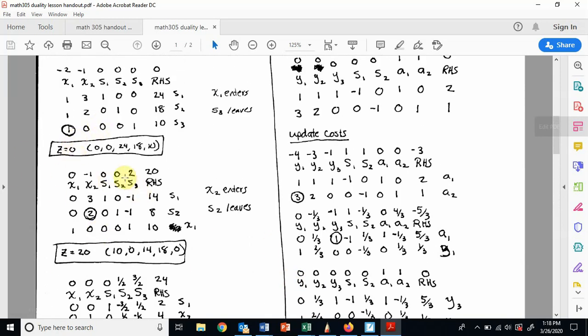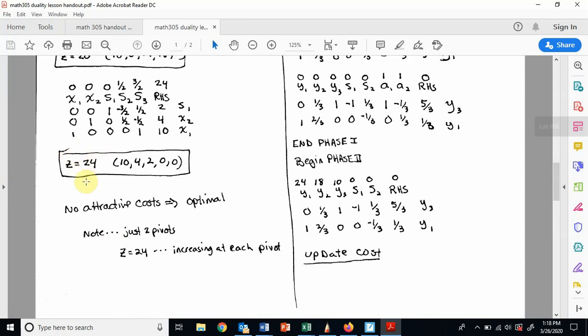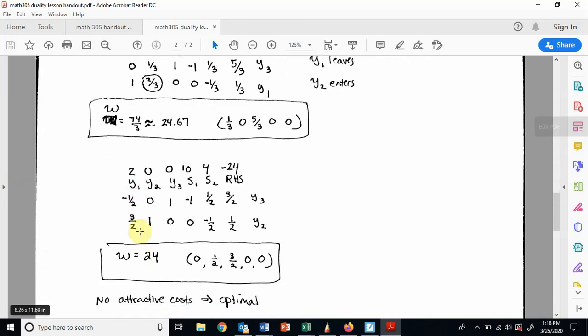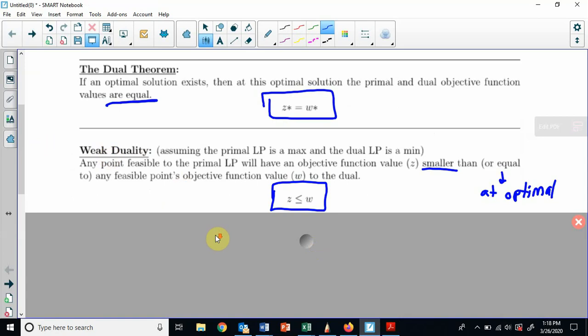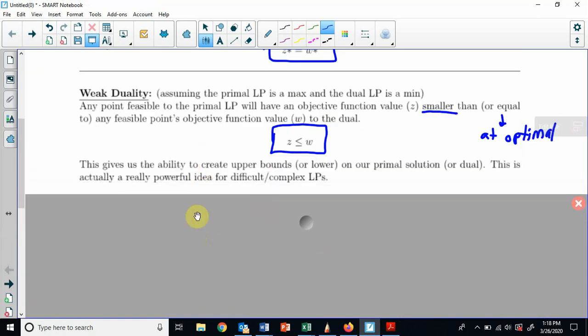So the way we worded it was the primal is smaller than the dual at every feasible point. Smaller than or equal to, when is it equal? When they're optimal. Okay? That's another relationship between them. That's weak duality. This gives us the ability to make upper bounds or lower bounds if you flip them into the max. Okay? It's actually really powerful. I told you last time.